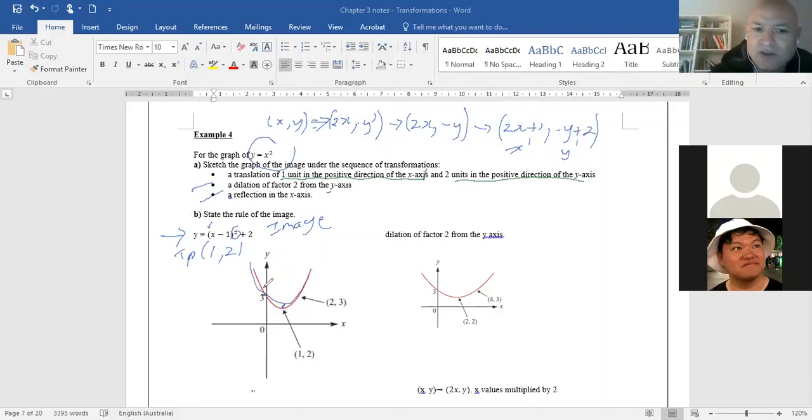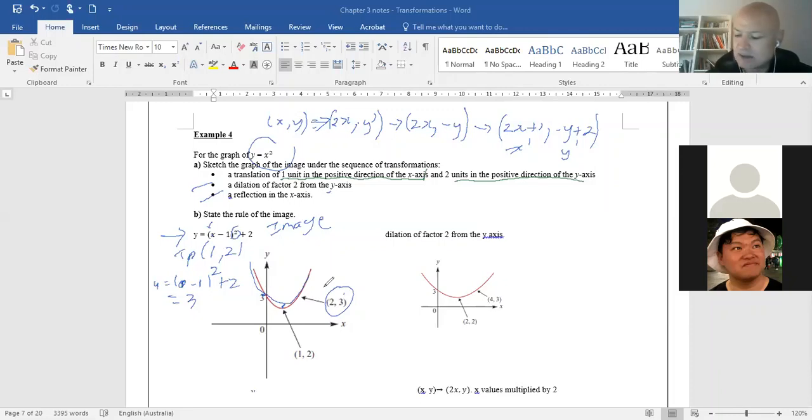And I can find where it's going to cross the y-axis. Put x equal to 0 in there. I get y equals (0 minus 1) squared plus 2, so that equals 3. Very quickly you can pick another point like they did, (2, 3), and you can sketch it. So instead of trying to sketch from the image, you can find the image rule first and sketch that. It's up to you what you want to do.